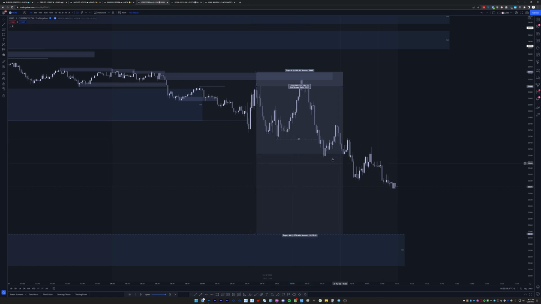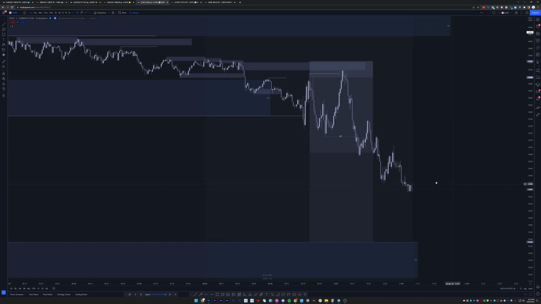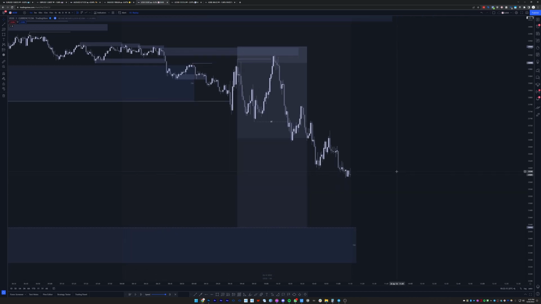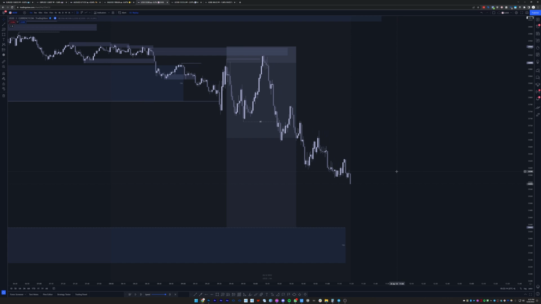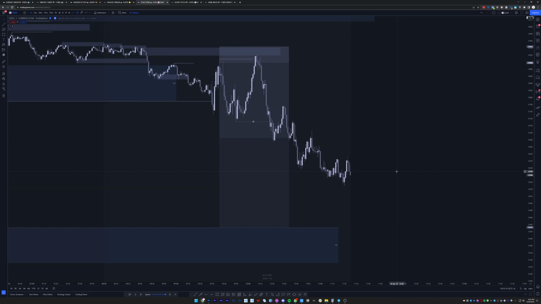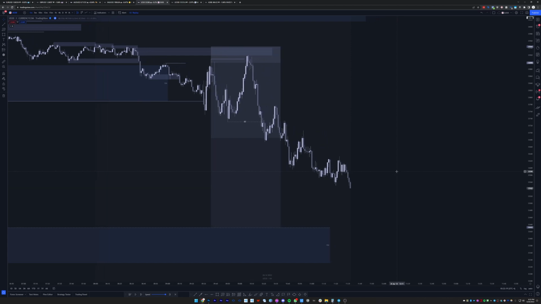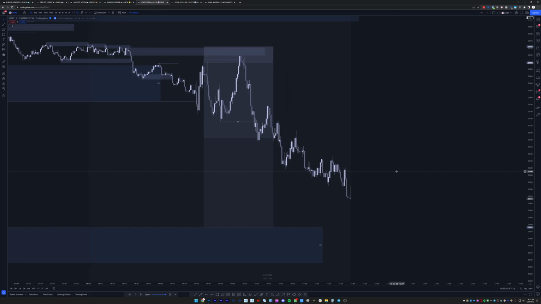If that doesn't make sense, again, this is something we teach in Phantom anyways. Same with the way that I entered. This may not be the most clean or conventional way that we enter, but it's definitely valid within the way that I trade, and I would say this is actually pretty high probability, this particular trade.